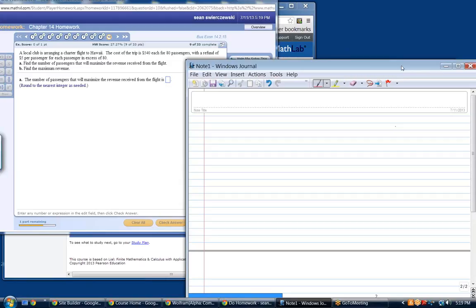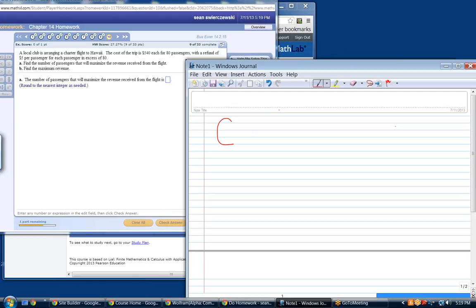Local club. The cost of the trip is $540 each for 80 passengers, with a refund of $5 per passenger for each passenger in excess of 80. So let's see if we can write what the cost of the trip is.